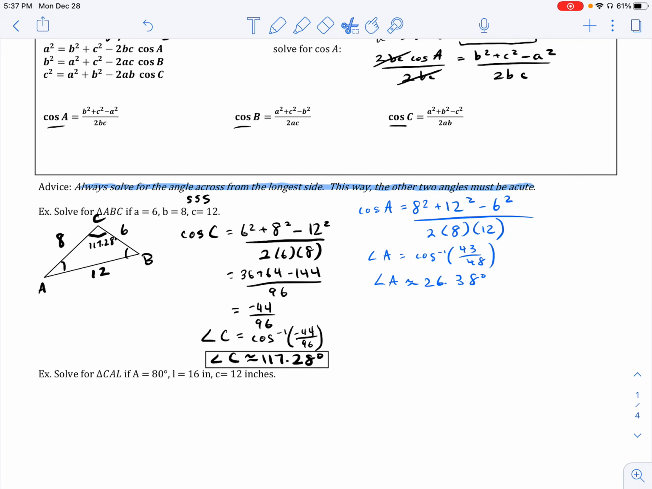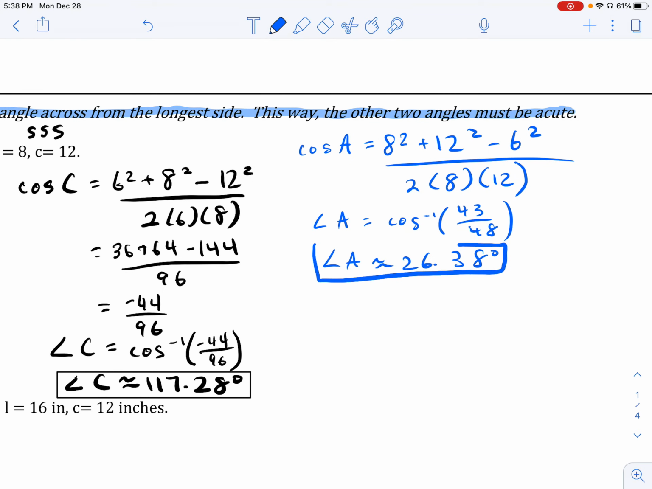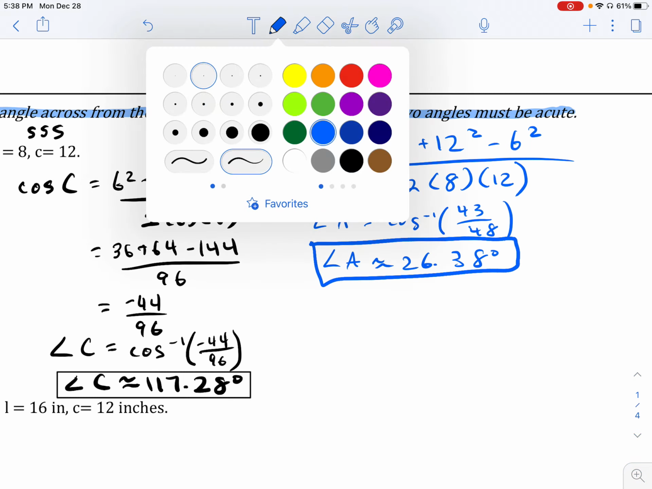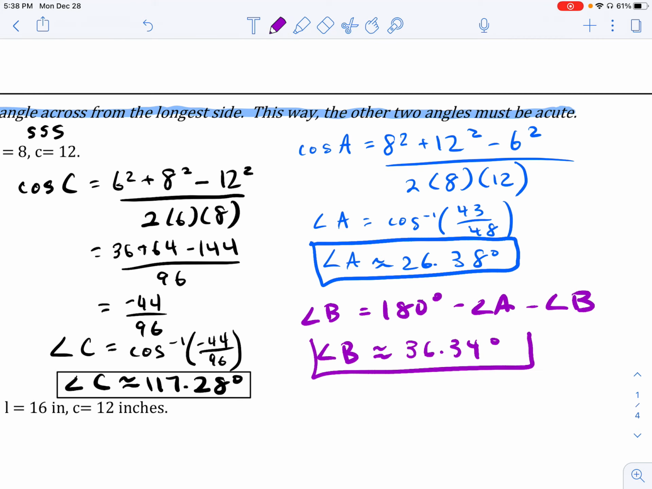So we figured out angle C, and we figured out angle A. These were our two angles. I'll just box this. And to finish this up, let's say angle B now then is simply 180 minus angle A minus angle C. Angle B then, no need to use the law of cosines. We can just go ahead and calculate all that, would be approximately 36.34 degrees.